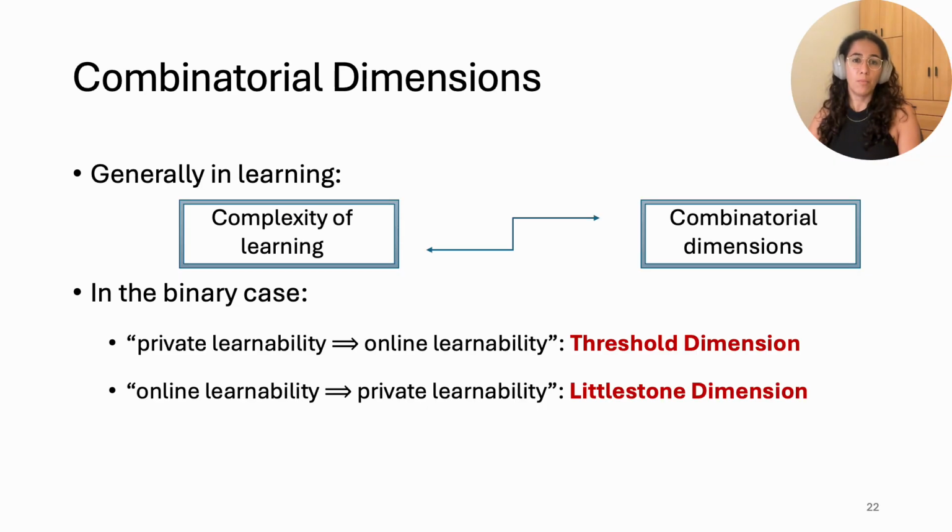To make this idea more formal, we define two combinatorial dimensions. In learning theory, it is common that there are strong connections between the complexity of learning tasks and combinatorial dimensions. In the case of private learning, there are two relevant dimensions, the Littlestone dimension and the threshold dimension. The threshold dimension is used in the proof that private implies online learnability, which is the direction we are interested in this work. And the Littlestone dimension is relevant for the opposite direction.